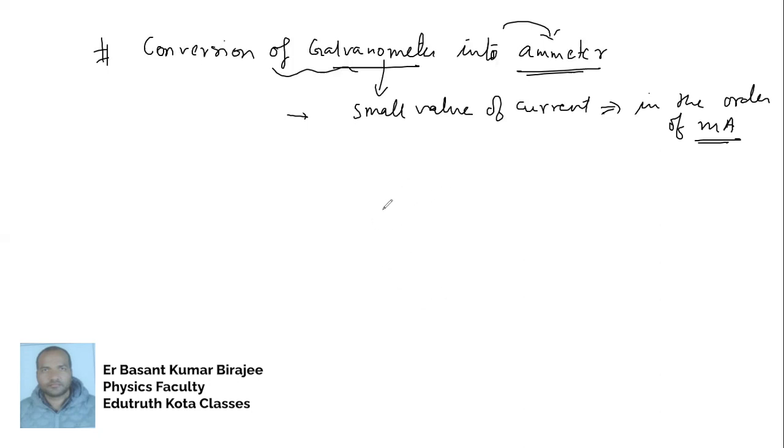Suppose we are representing a galvanometer by G, and this is a galvanometer, and the current in the circuit is I, and we have to measure the value of I. And then what we are doing here, we are applying a small value of resistance in parallel with the galvanometer, and this is called a shunt.